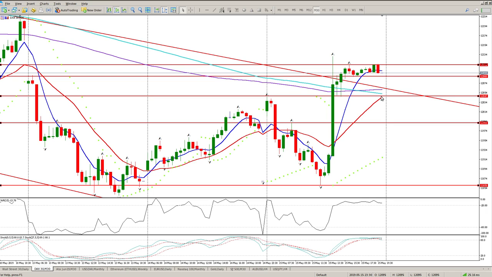If we do come down to the downside, look for an entry around 12,047. If it gets through 12,047, don't panic, keep your position small, have your stop wide, because then I suspect we're going to come down to the next level, which would probably be this one here, 11,991.